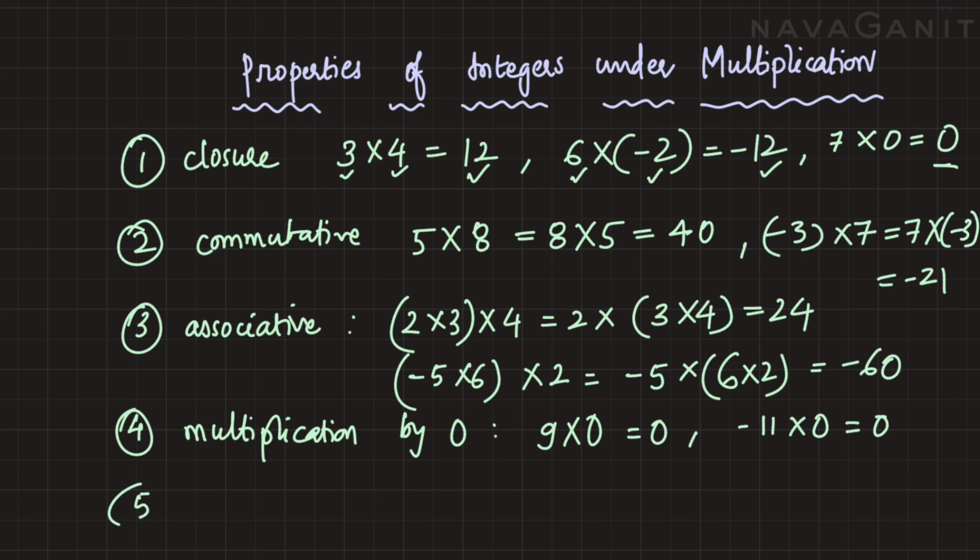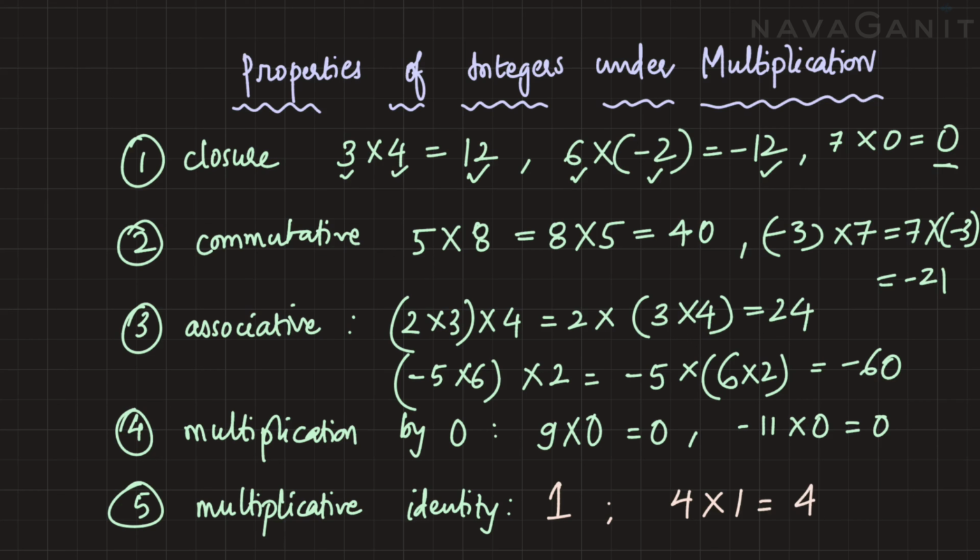Then we have multiplicative identity. Multiplying any integer by the number 1 leaves it unchanged. For example, say we are multiplying 4 with 1, the result would be 4. That is, 4 is remaining unchanged. This is known as multiplicative identity.